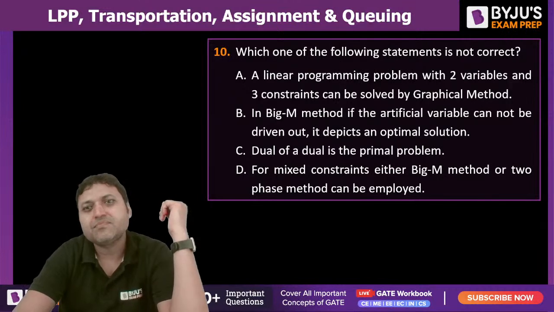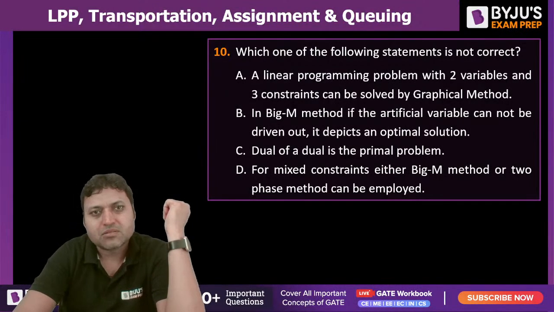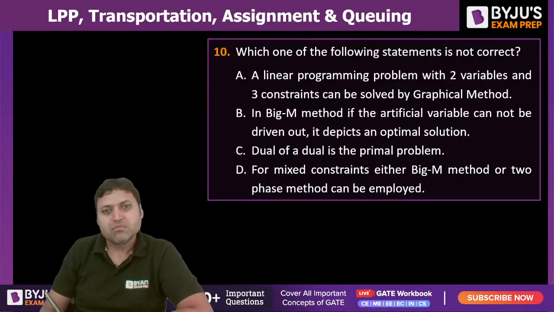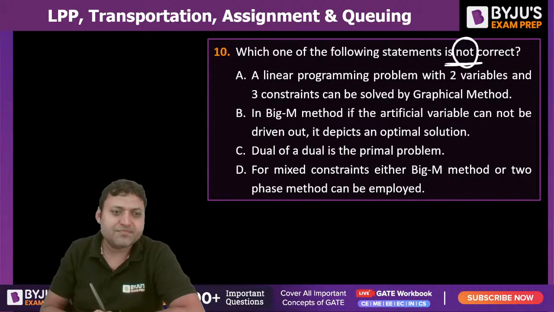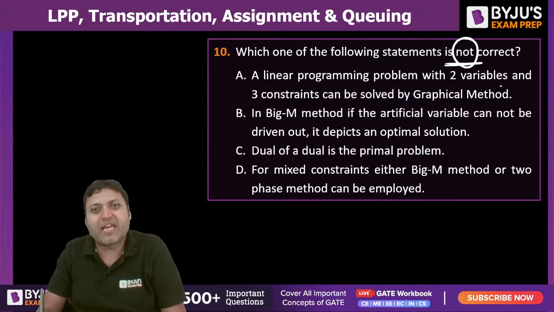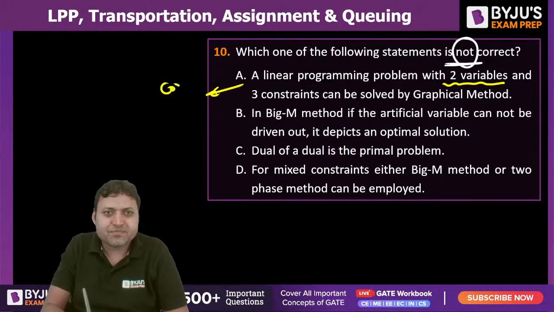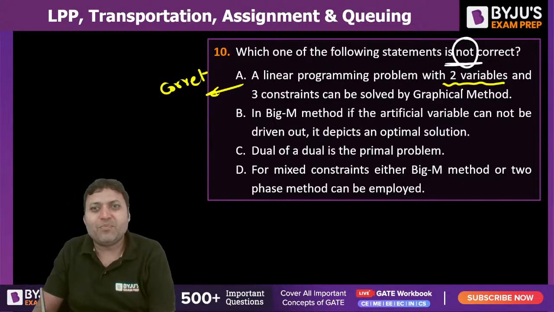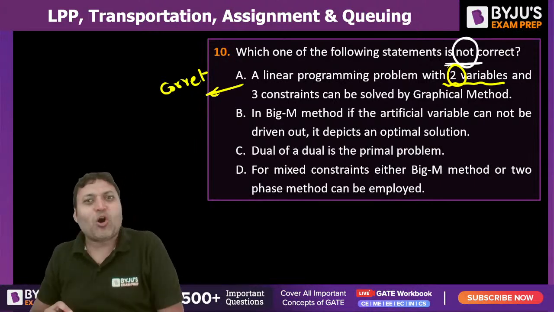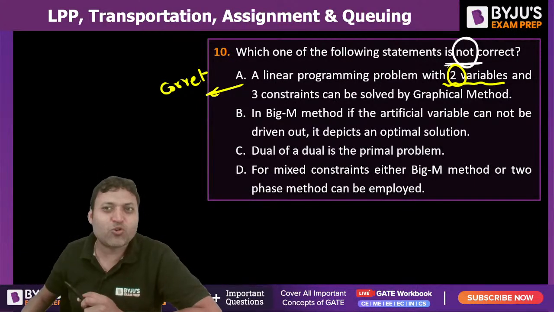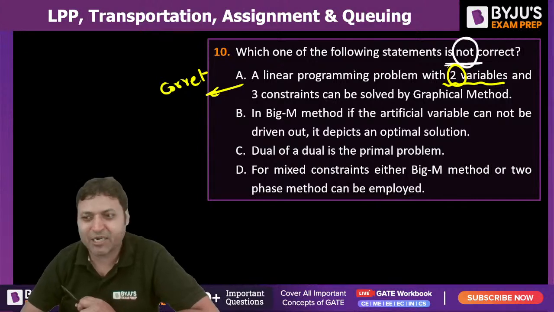Question number 10. Which one of the following statements is not correct? You should clearly read the question. Which one of them is not correct? An LPP with 2 variables and 3 constraints can be solved by graphical method. That is correct. LPP can be solved by graphical method when it has 2 variables. For 2 variables problems, we can use the graphical method. For more than 2 variables, the graphical method cannot be used. So the first statement is correct.